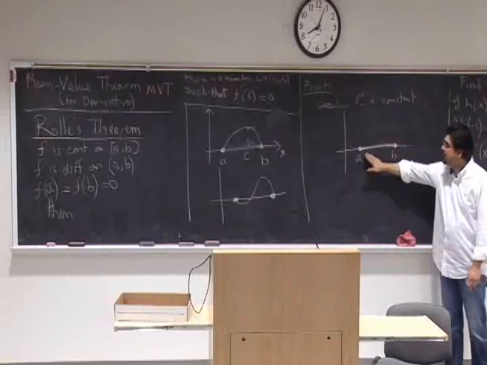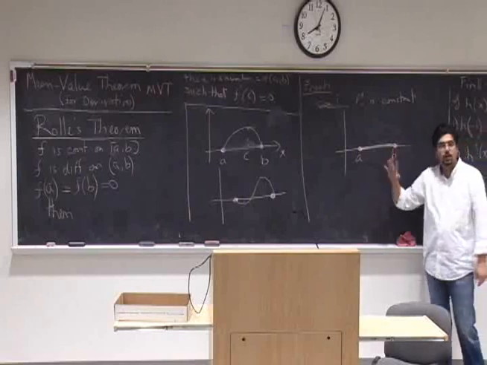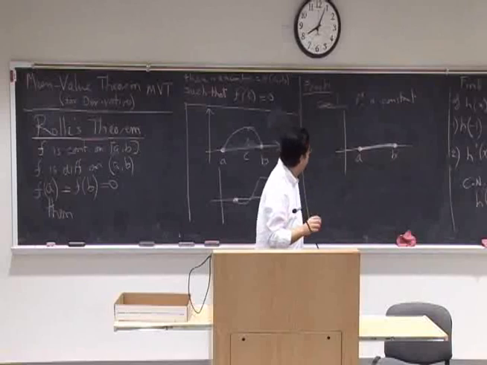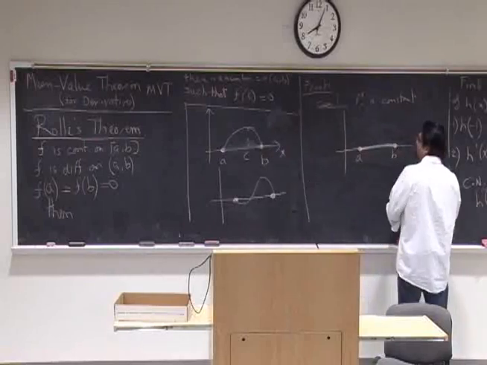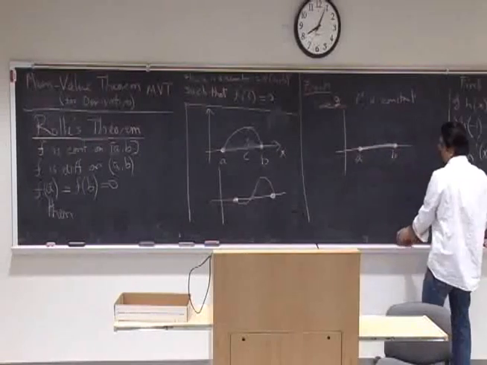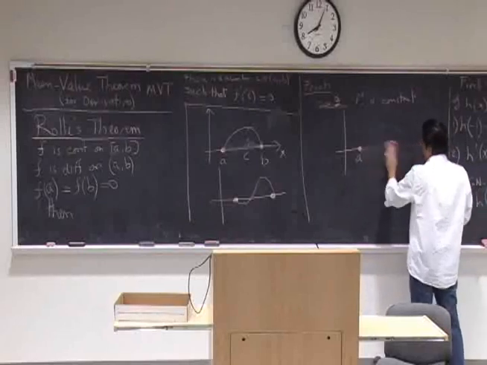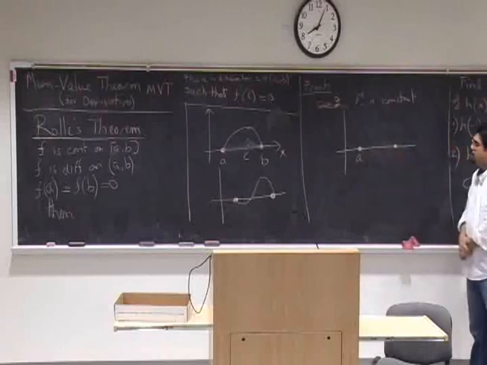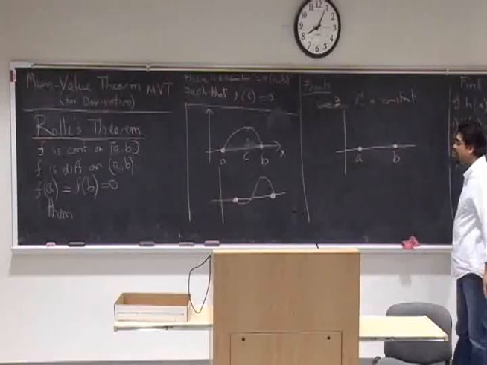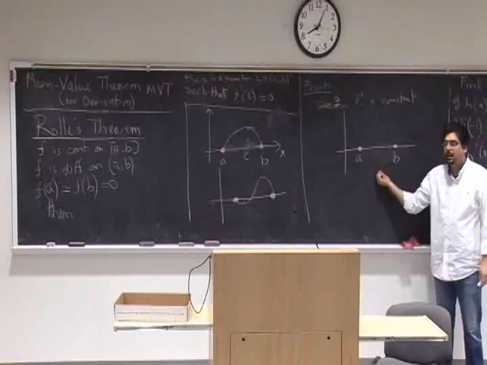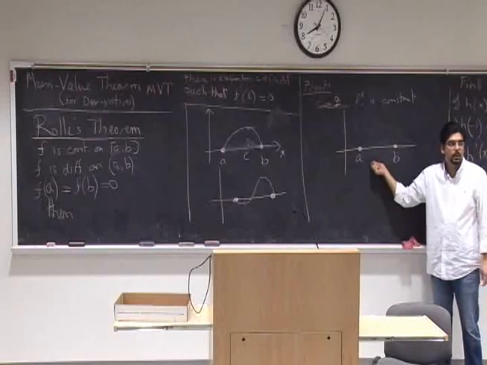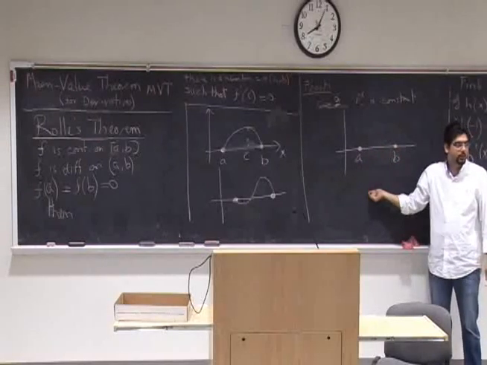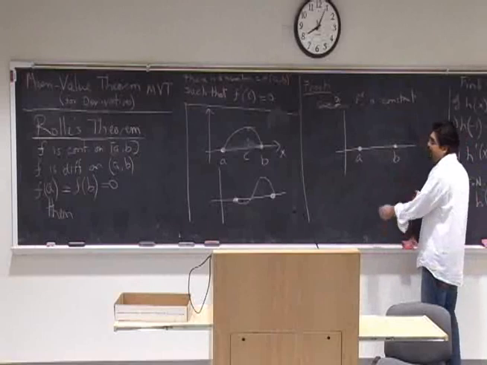So the first case is when the function is constant, then it's very easy to see why this conclusion is true. Now, for case 2, it's not constant. Yes? In other words, if the function is not constant, then at least at one point within A and B, the function value has to be different than 0. It has to be either above or below. So let's say it's above.